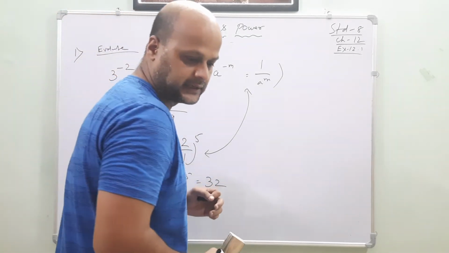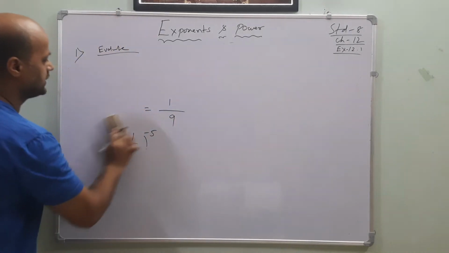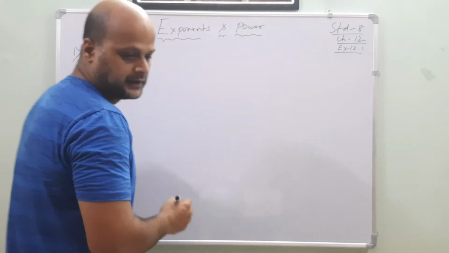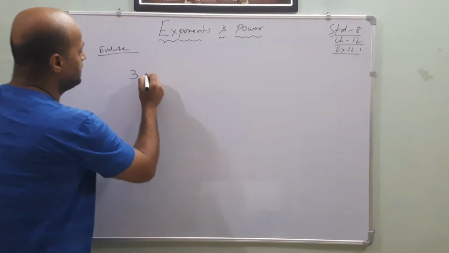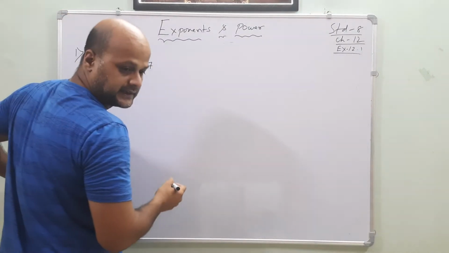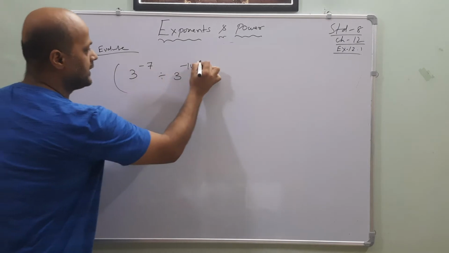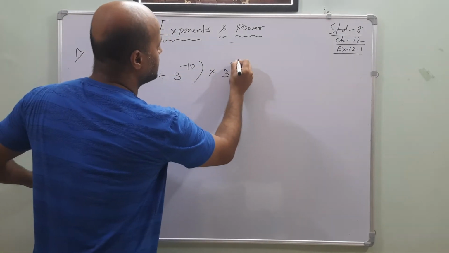Let's go to the next question. Fourth one is there. What is the fourth one saying? Evaluate the fourth one. The fourth one is saying 3 to the power of minus 7 divided by 3 to the power of minus 10 inside the bracket, and into 3 to the power of minus 5.